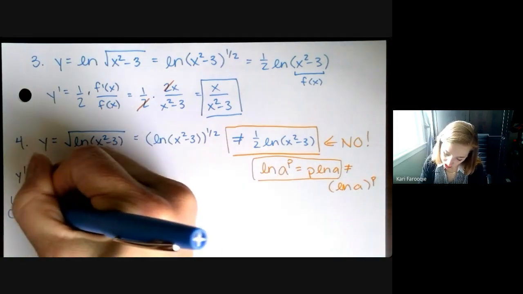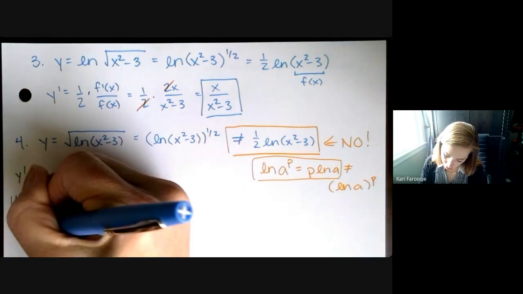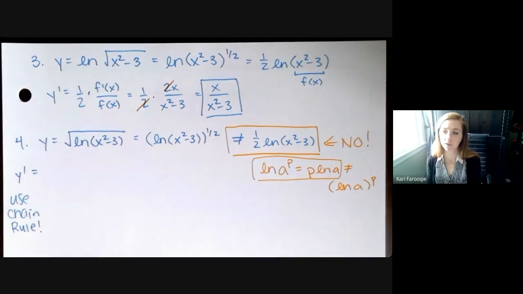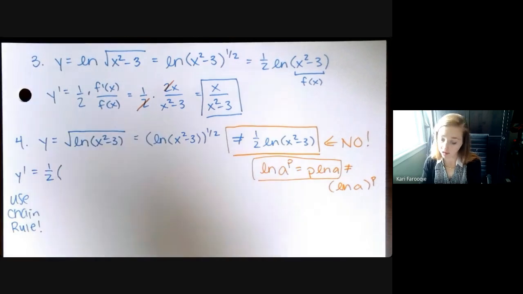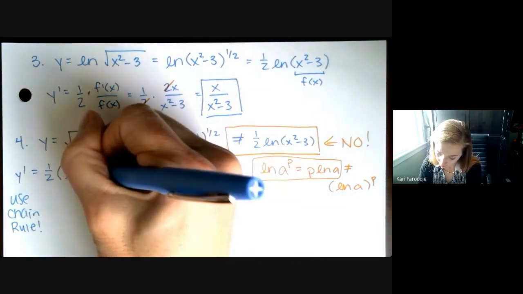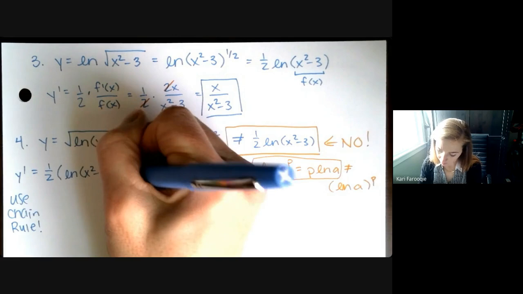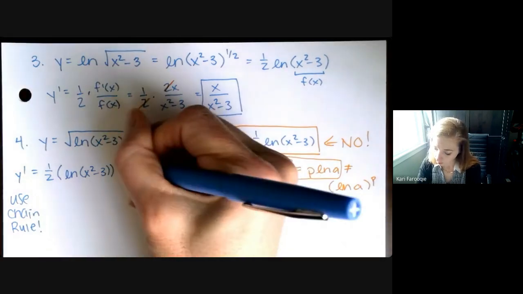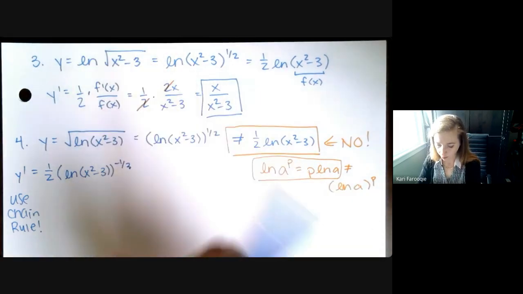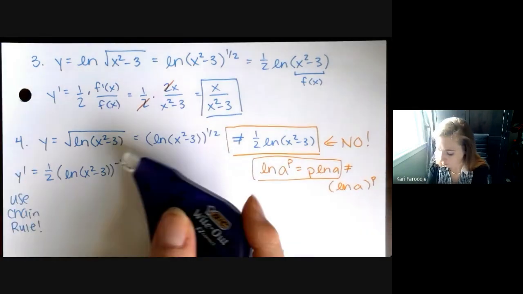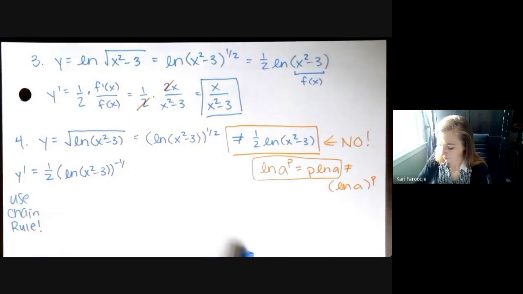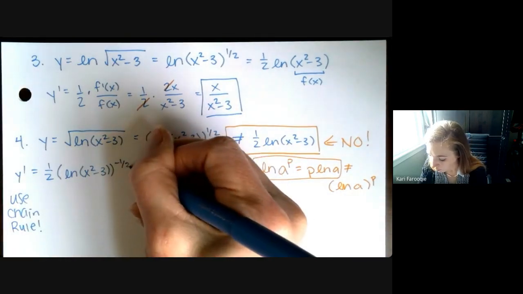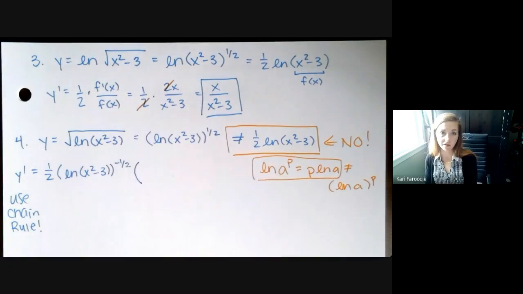Use chain rule. I'm going to bring the 1/2 out front. I'm going to rewrite the inside function. I'm going to decrease the power by 1. Whoops, that's supposed to be a -1/2, and I don't know why it looks so funky. And then I'm going to multiply by the derivative of the inside function.